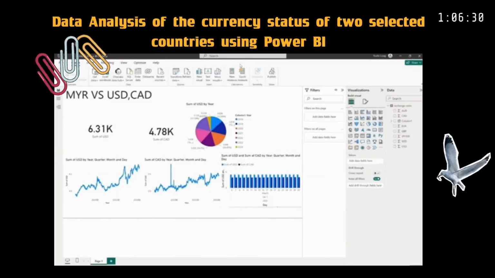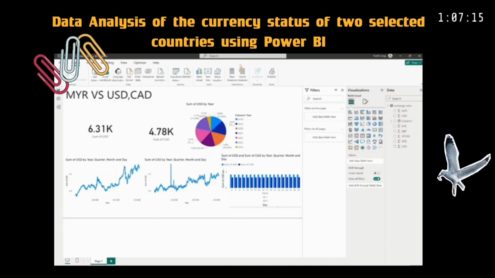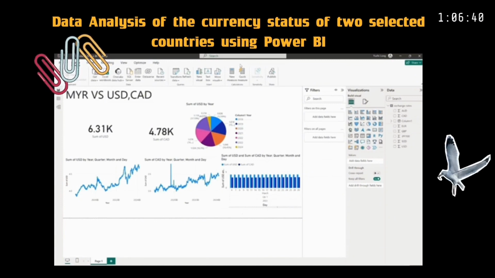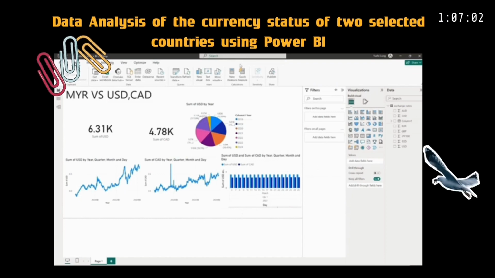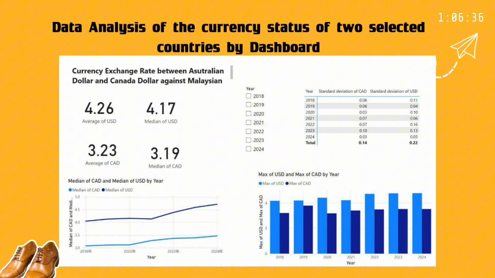The main view of this dashboard shows the comparison of the Malaysian ringgit against the US dollar and also the Canadian dollar. The total value of USD is 6.31 thousand and the total value of CAD is 4.78 thousand. Data analysis of the currency status of two selected countries by dashboard.